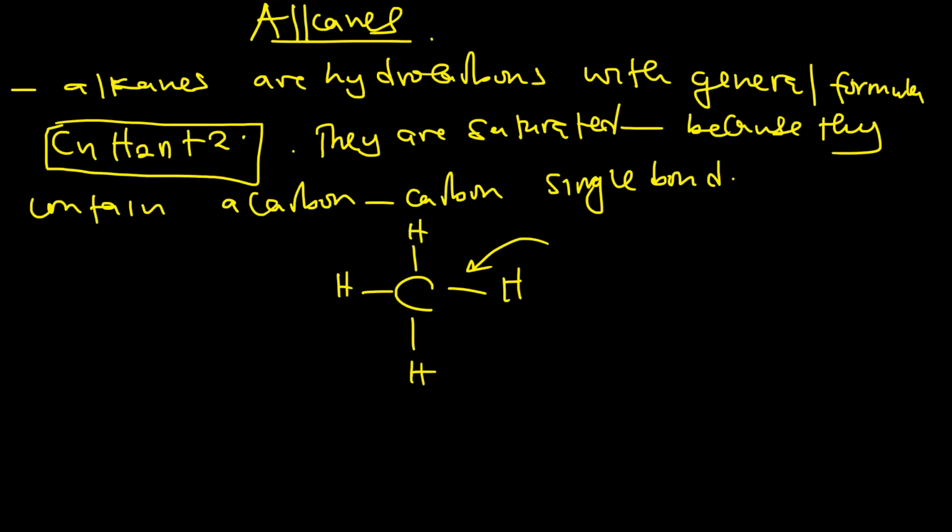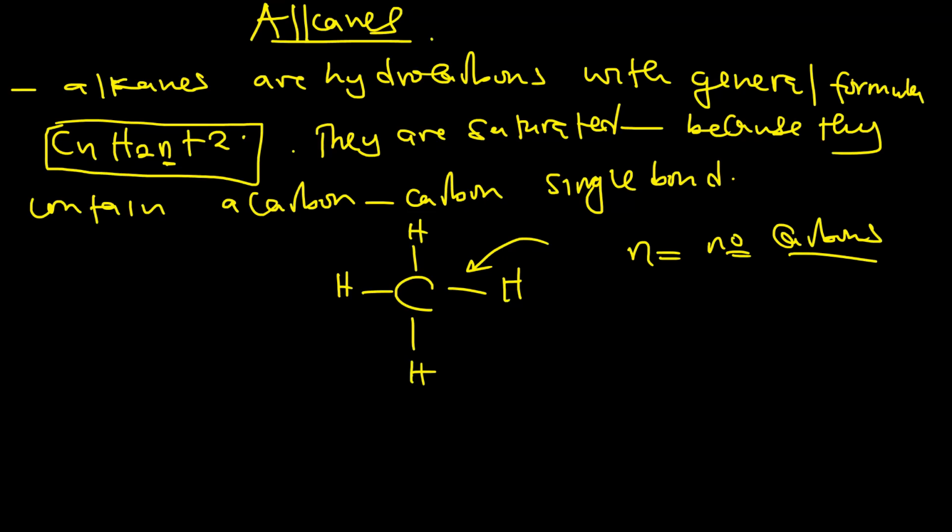So alkanes are hydrocarbons with the general formula CnH2n+2. They are saturated hydrocarbons because they contain a carbon-to-carbon single bond. And of course, a carbon forms 4 bonds, so in alkanes all 4 bonds are occupied. In this general formula, n is simply the number of carbons.